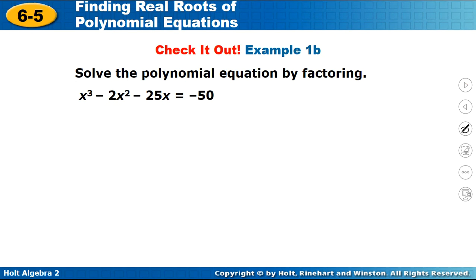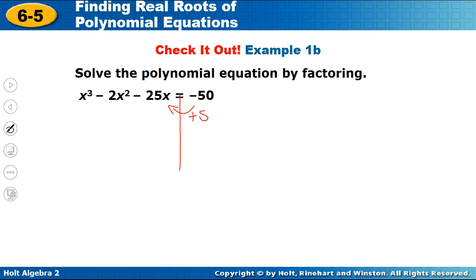Okay. This one's a good one. All right, so first step, make sure everything is on one side and 0 is on the other. So here I've got 3 terms on the left, and I've got this negative 50 on the right. First things first, let's move the negative 50 over. How are we going to do that? Well, since it's negative 50, we're going to add 50. So that makes the left side x to the third minus 2x squared minus 25x plus 50. And then now it'll just be 0 on the right. So everything's on one side.